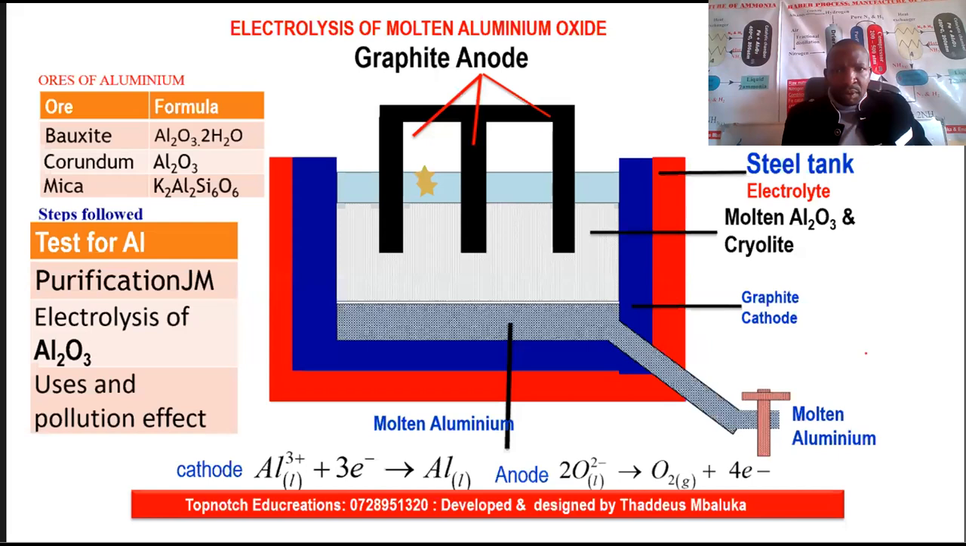Pardon the point on steel. I said the steel tank is simply to be able to withstand and maintain that high temperature, because the temperature of the steel is above that of the electrolyte. It will be able to withstand that high temperature of about 800 degrees Celsius.